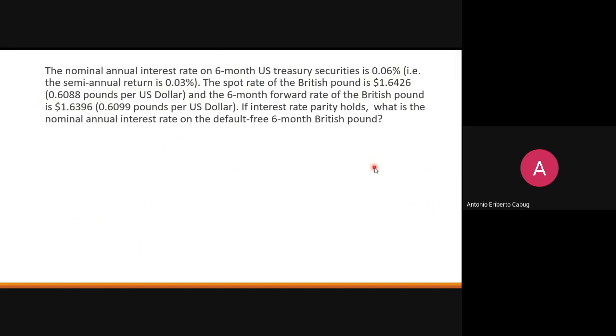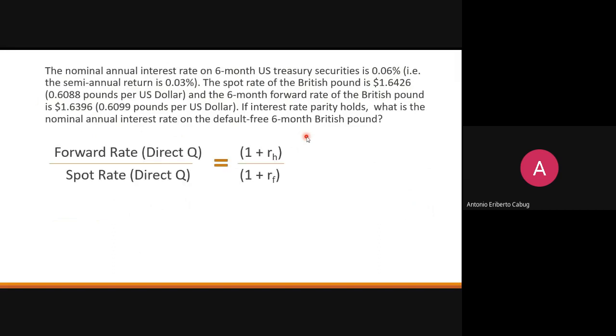Okay, kahit ako na lang muna ha. Default-free 6-month British pound. What's the nominal annual interest rate? So, let's say we are an American here. Tayo yung Amerikano. The forward rate would be 1.6396. The spot rate would be 1.6426 dollars per pound, no? Dollars per pound. So, kung pound yung bida, tayo yung Amerikano.